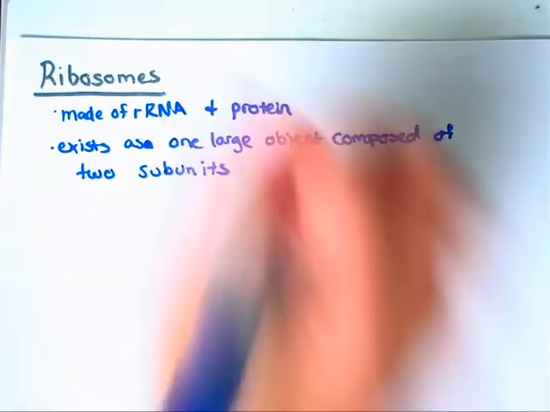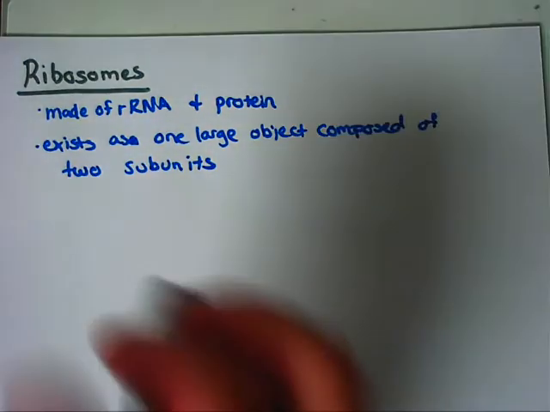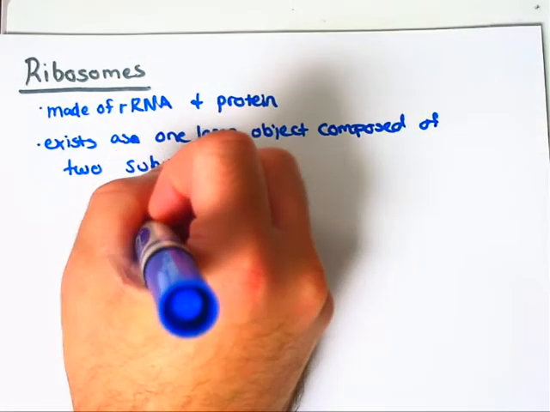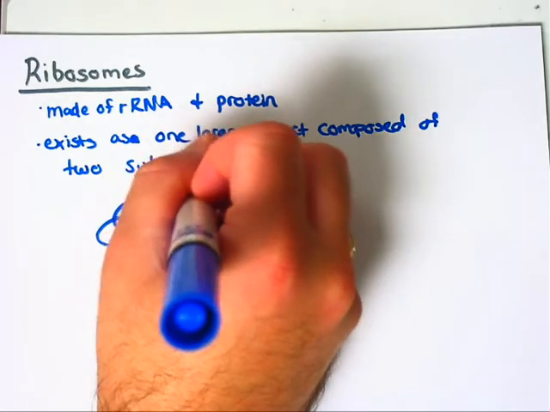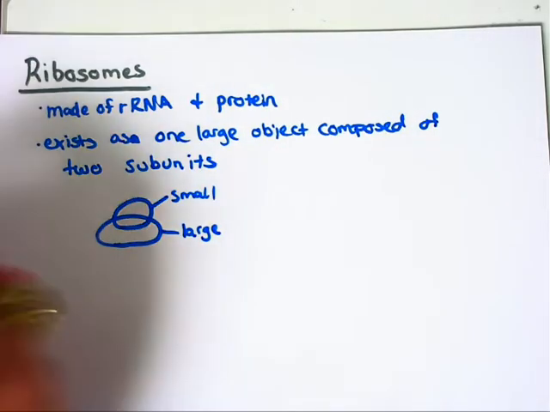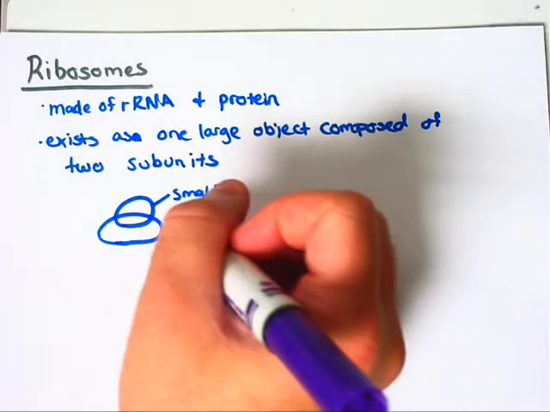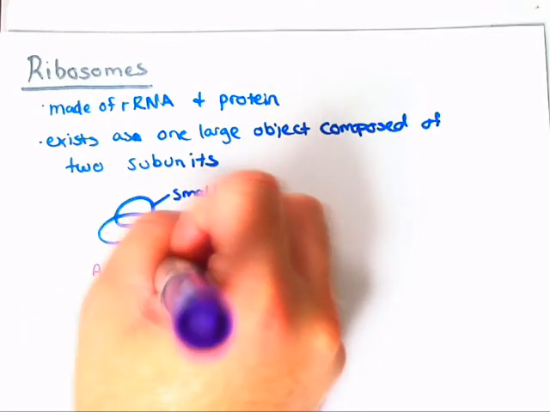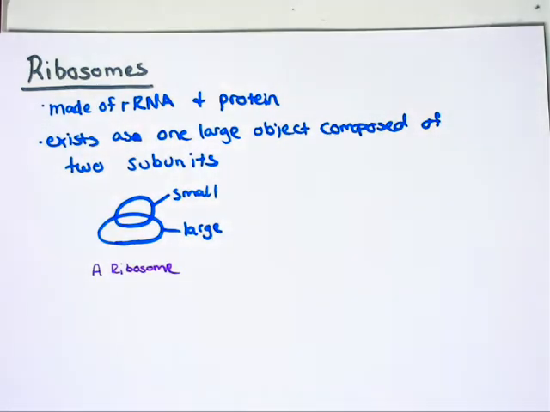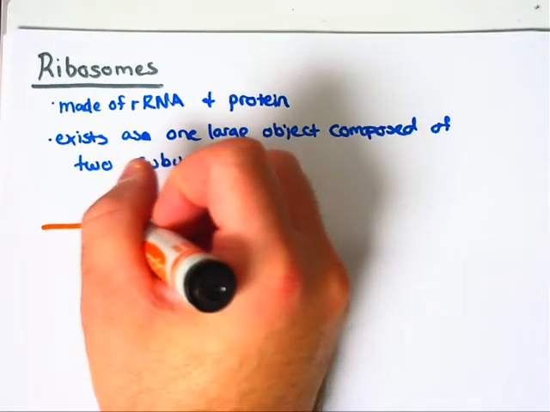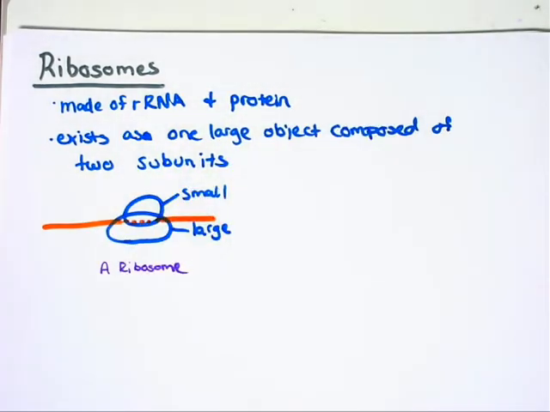And there are two pieces, two subunits that make up each ribosome. There's the small subunit and the large subunit. And together they come and they coalesce to form your overall ribosome structure. So I'm going to write down a ribosome, which is again made of these two pieces. And along the way, the mRNA that is being read by the ribosome runs right through that connection point of the two.